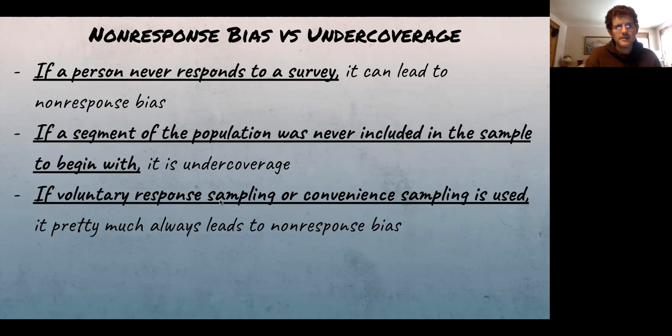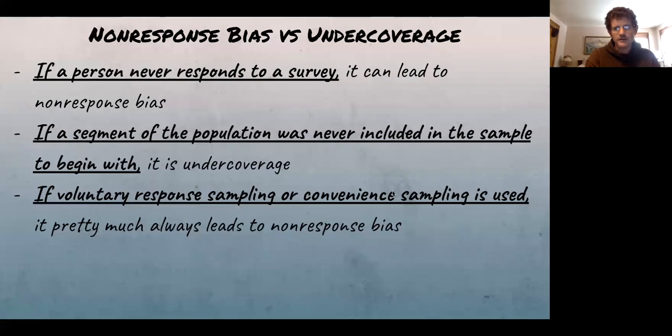Okay, anytime you use voluntary response sampling or convenience sampling, non-response bias is going to be a big thing, because everyone technically was invited to participate. In voluntary response sampling, I should say, everyone was invited to participate, but only some people did. So the rest of them chose to not respond.